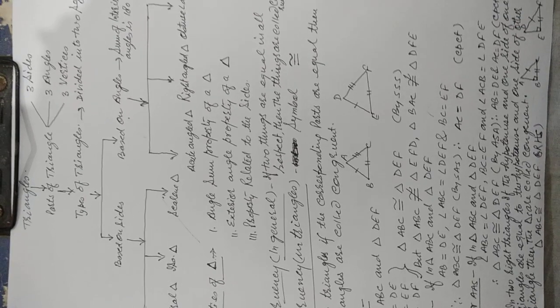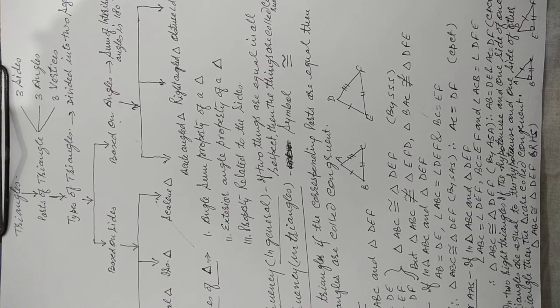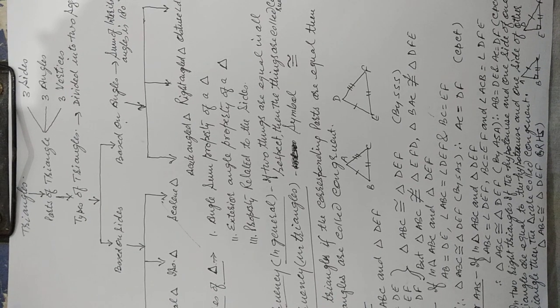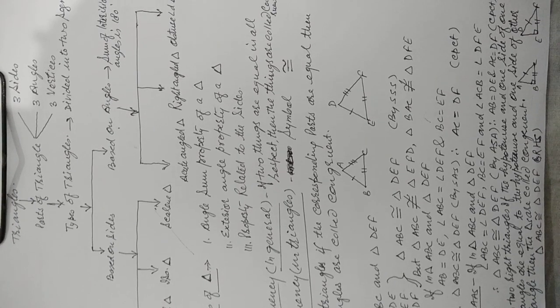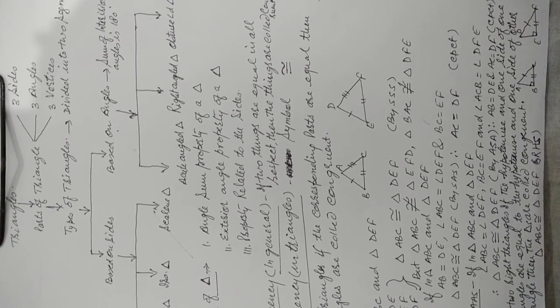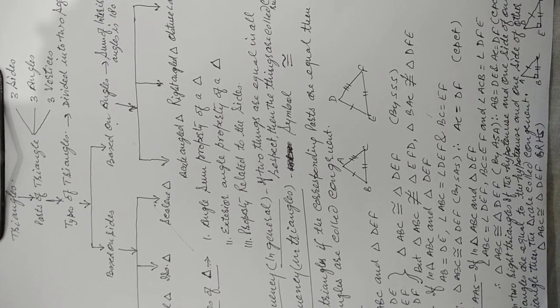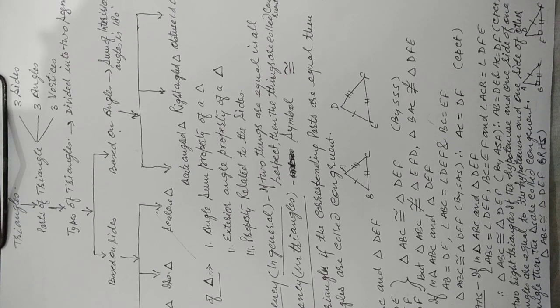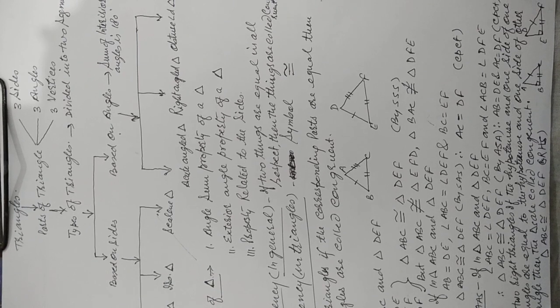Hello children, today we will learn the next chapter, that is triangle. Regarding the definitions of some points, you can write the points in your notebook or in rough notebook first. The definition of triangle is: a geometrical closed figure bounded by three line segments is called a triangle.